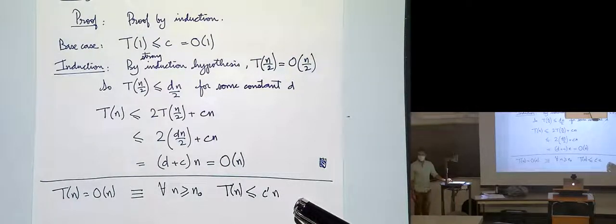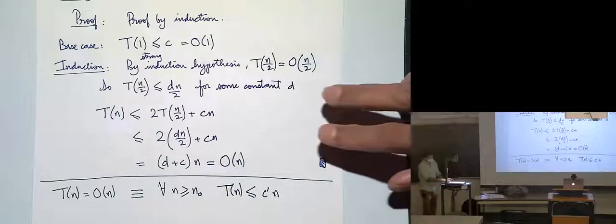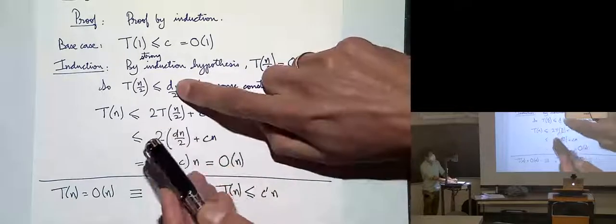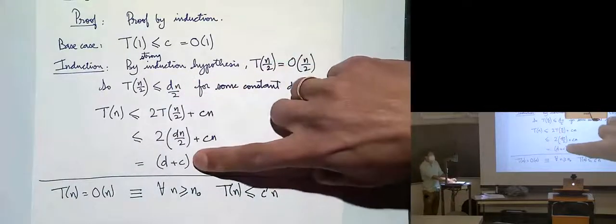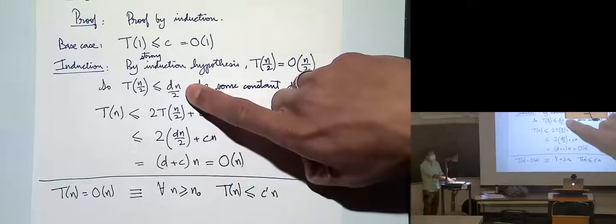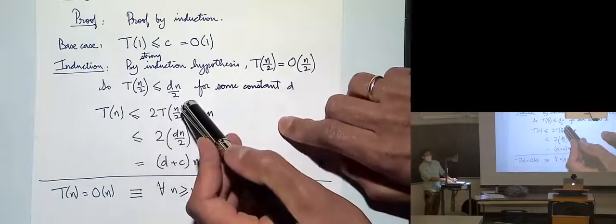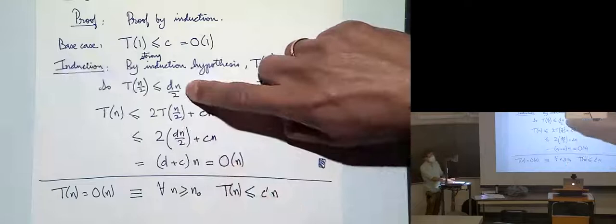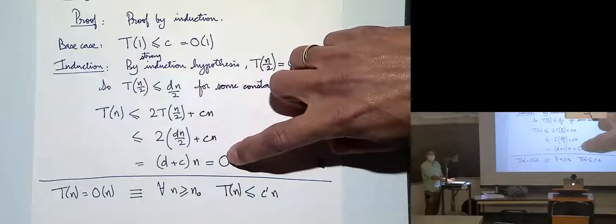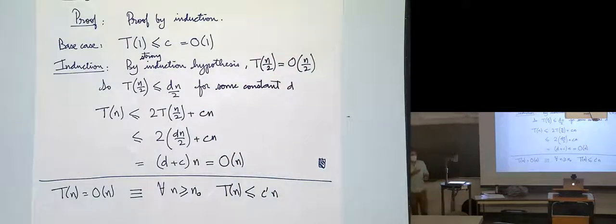Over here, you have to fix c prime, and it has to hold for all n. So you fix the constant, works for everybody. Here, I cheated. I started with a constant d. I end up with a constant d plus c. Initially, this is fine. This is actually not a problem. I started with a constant d, and I ended up with a constant d plus c, which means it's not a constant. If it's changing with n, it's not a constant.